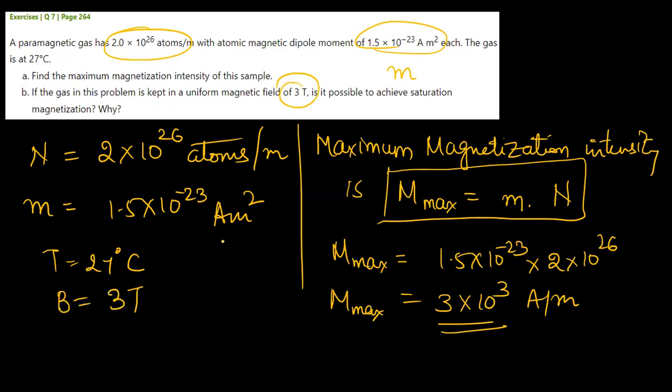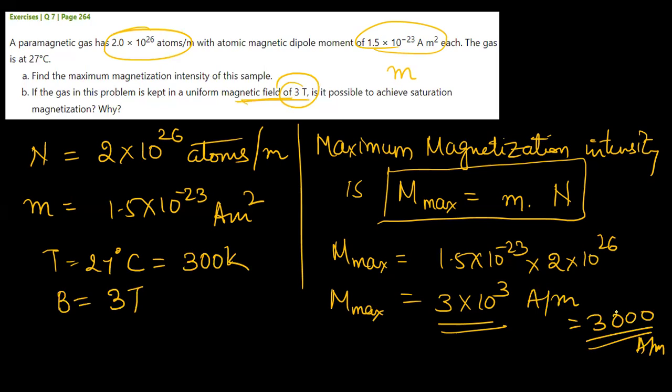Let us convert the 27 degrees Celsius, this will be 300 Kelvin. The maximum magnetization we have already got is 3 into 10 to the power 3, which means 3000 ampere per meter. Magnetization we only get from the magnetic field. Magnetization is a property which we get from a magnetic field. The question says we have a magnetic field of 3 Tesla.